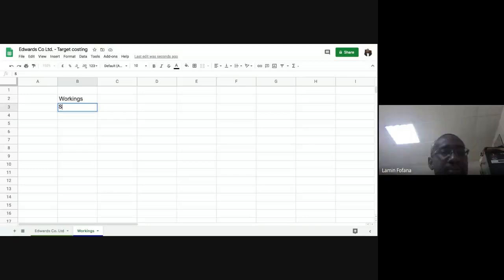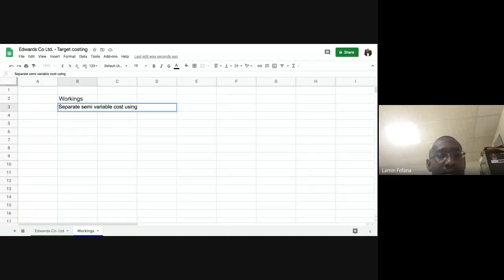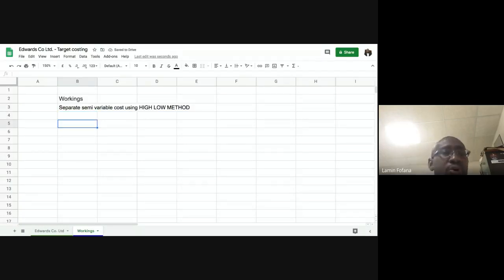So we're going to separate semi-variable cost using high-low method. Okay, so this is what exactly we're going to do. So we will have our highest and we'll have our lowest.